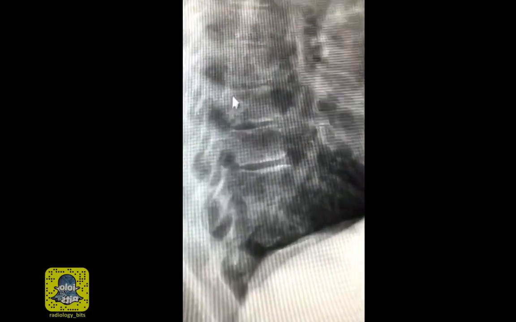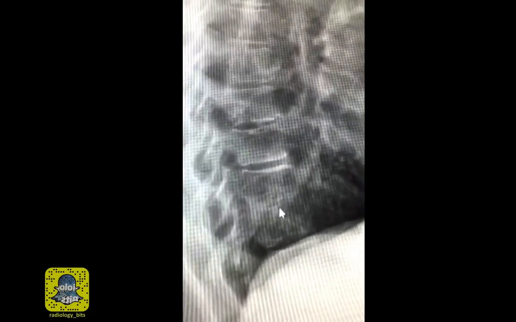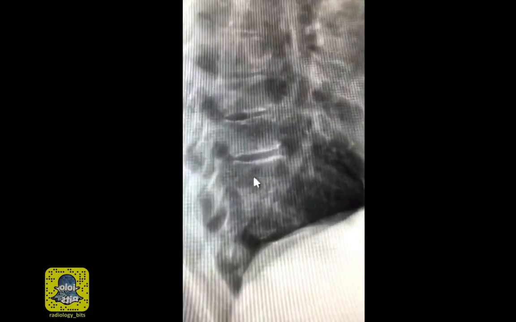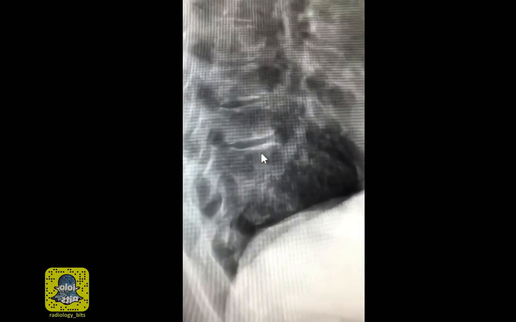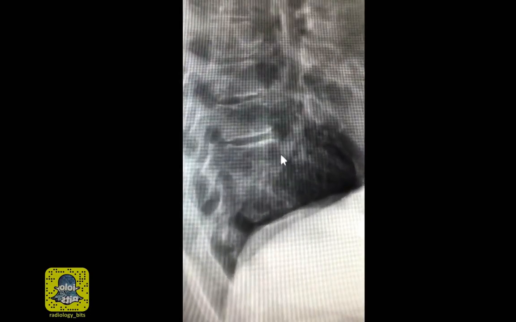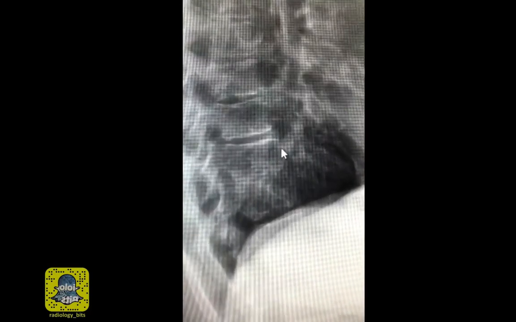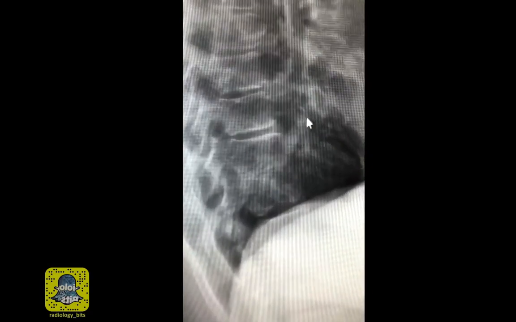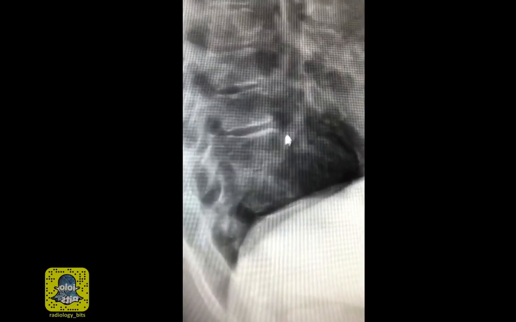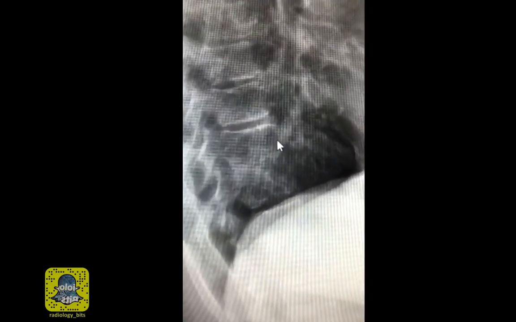Now compare this relatively normal vertebral body appearance to the vertebral bodies below, in particular this one and this one here. Although it's a very subtle finding, you might wonder about loss of anterior cortex here. You could argue that you're not 100% sure, especially that a vessel passes in front of the cortex and could make it difficult to see.